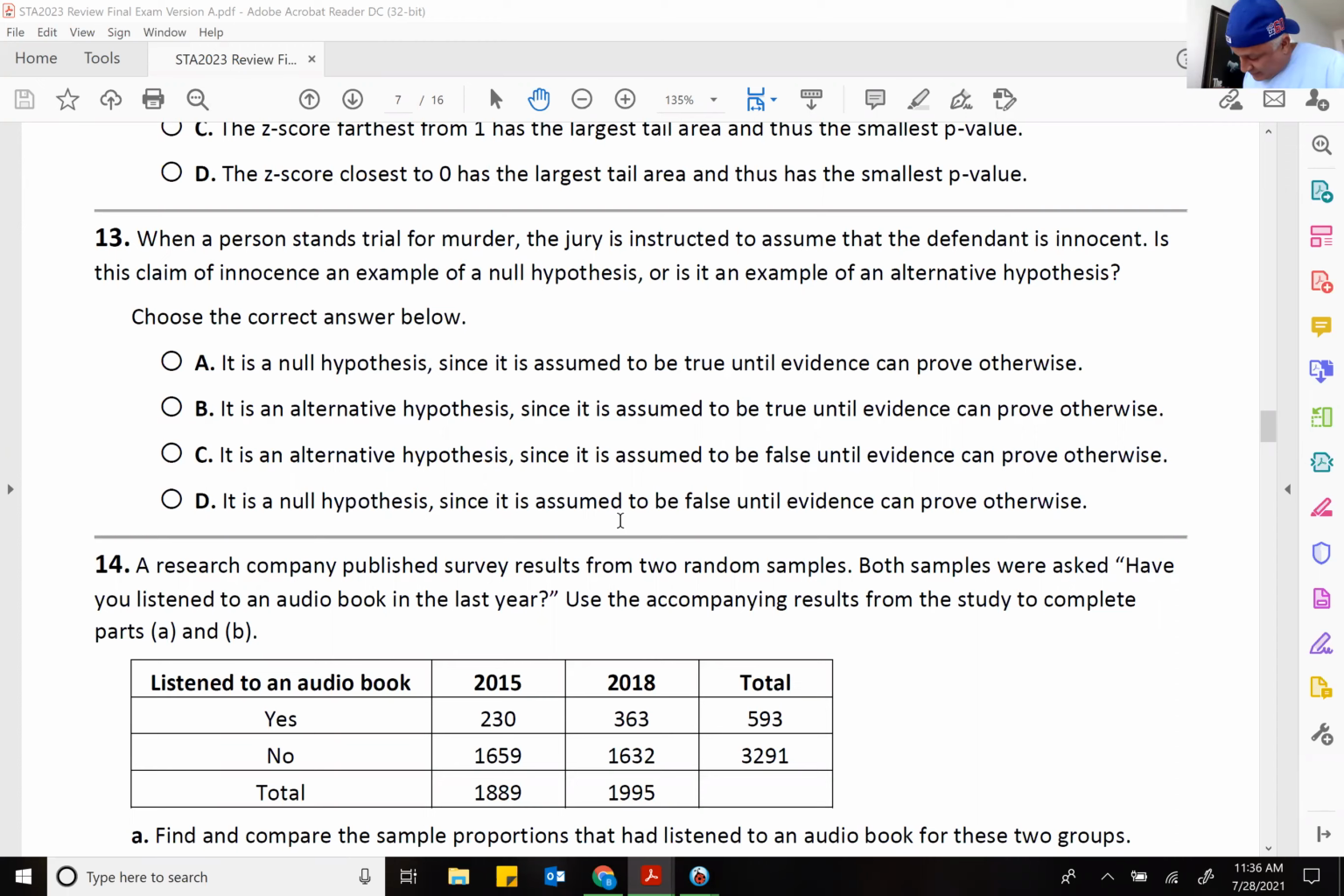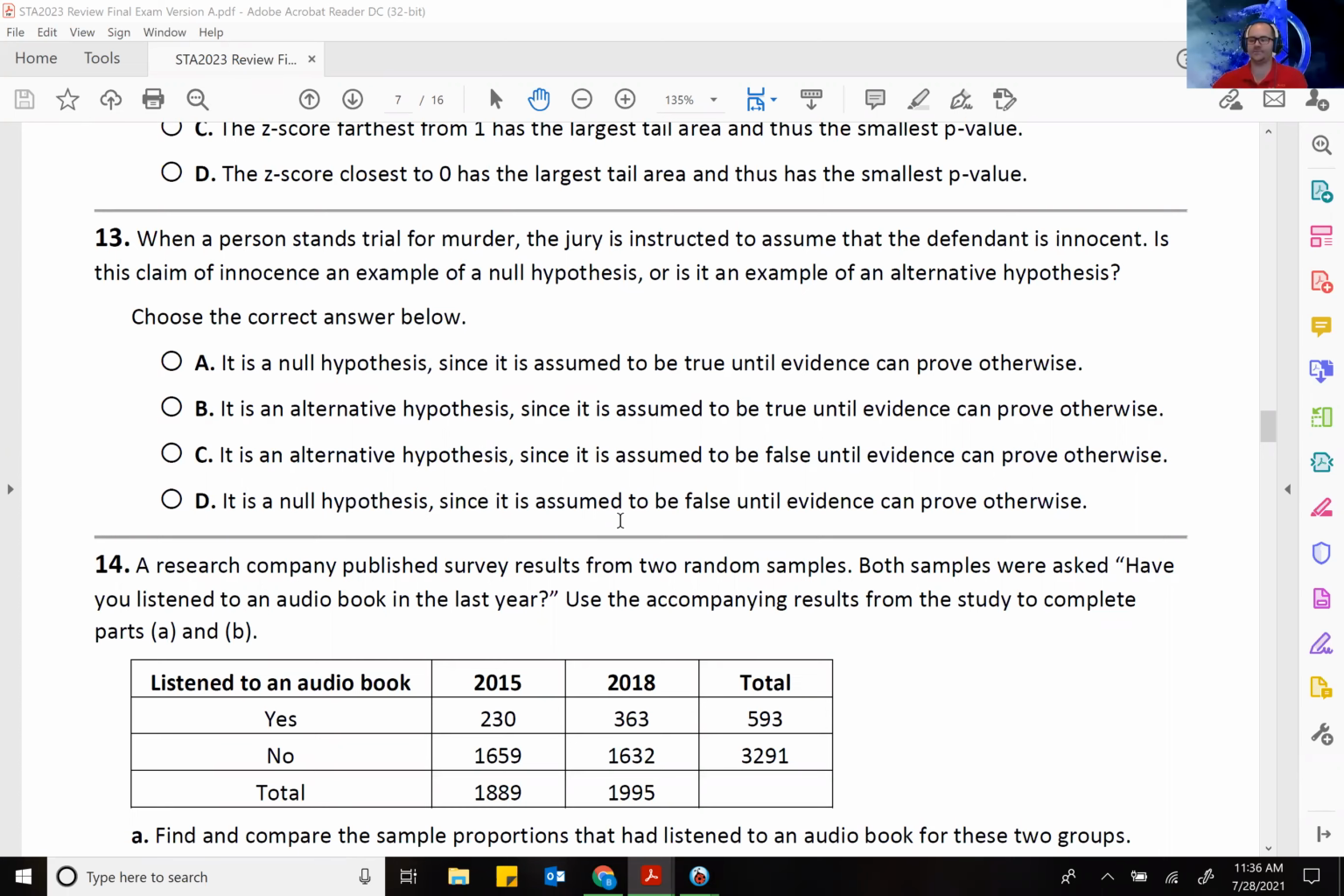It is the burden of the prosecutor to prove that you are guilty if you are on trial. So the null hypothesis is you're innocent. The alternative is you're guilty. Make sense?